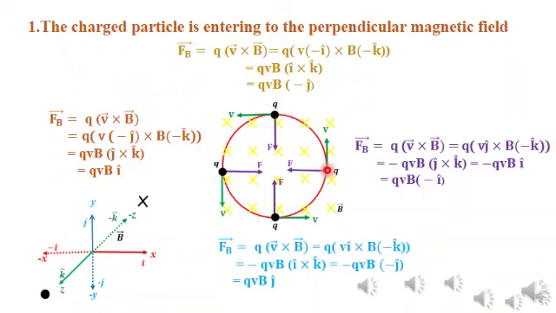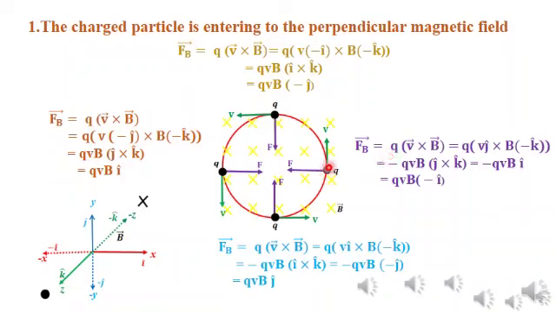Now we can check what the magnetic force is here. That is vector Fb equals q into vector v cross vector B.